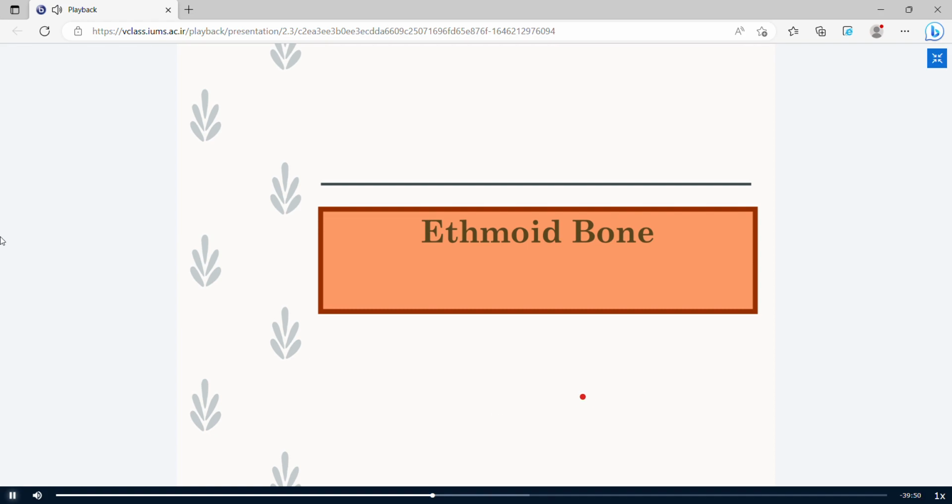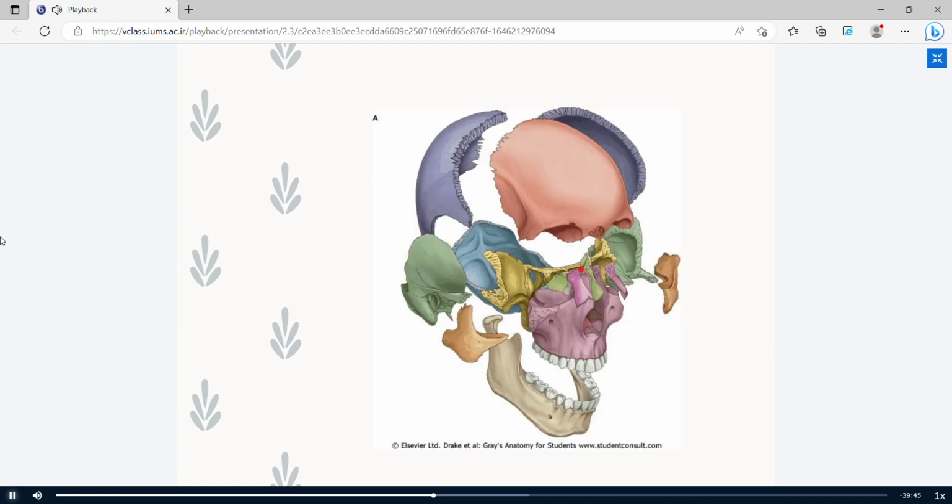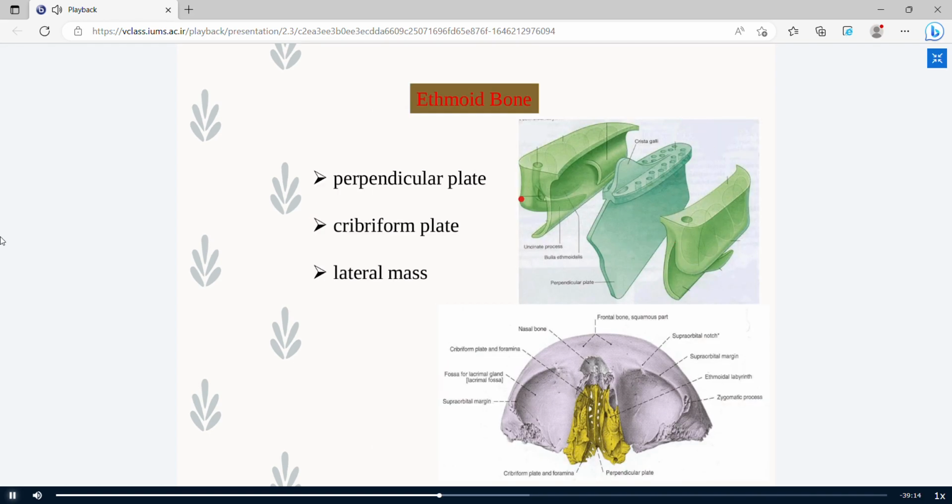Another bone is the ethmoid bone. Please look at the green bone. This is the ethmoid bone. It's located anterior to the sphenoid bone and forms the medial wall of the orbital cavity, the nasal septum, and the lateral wall of the nasal cavity. This is the schematic picture of the ethmoid bone.